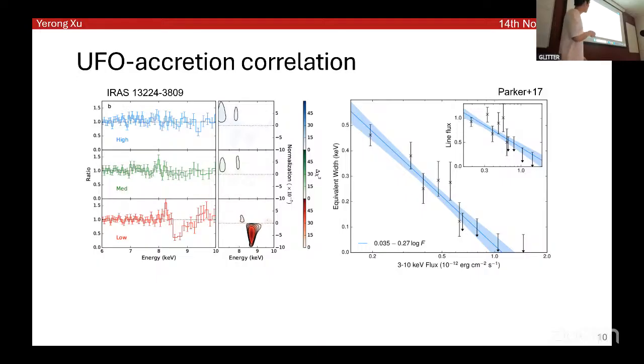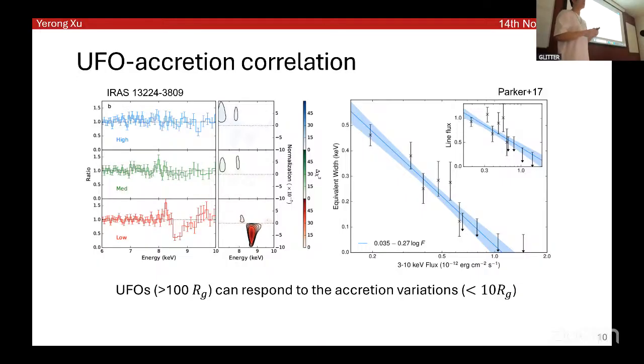So this anti-correlation means that the UFOs could respond to variations in the source continuum. This is very interesting because usually we expect the hard X-ray flux in AGN to originate from the hot corona with a size around 10 gravitational radii, but UFOs are expected to be launched from regions larger than 100 gravitational radii. So this anti-correlation means that physical processes occurring at different scales could be correlated.